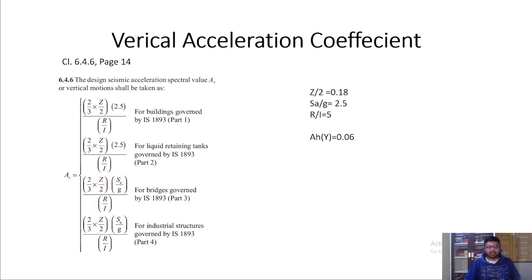Now what about the vertical acceleration coefficient? So we'll find that in clause 6.4.6 on page number 14. The vertical acceleration coefficient is for the buildings governed by IS 1893 Part 1, which we are currently following. So this should be 2/3 into Z/2. Z/2 we already know, Sa/g we can take as 2.5 according to this formula, and R/I is 5. So Ah y comes as 0.06.